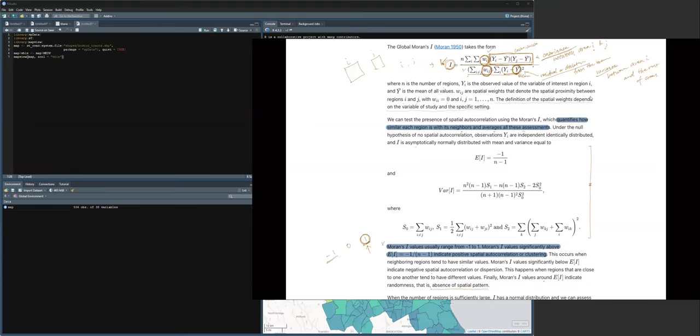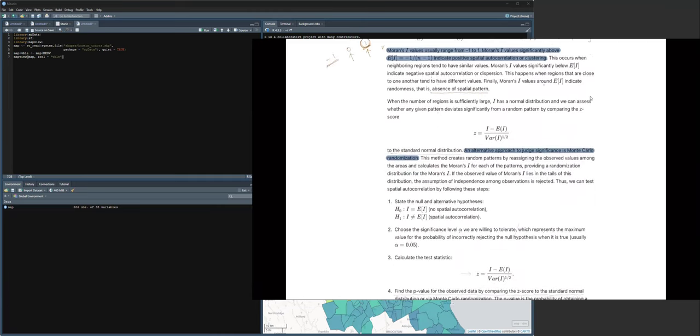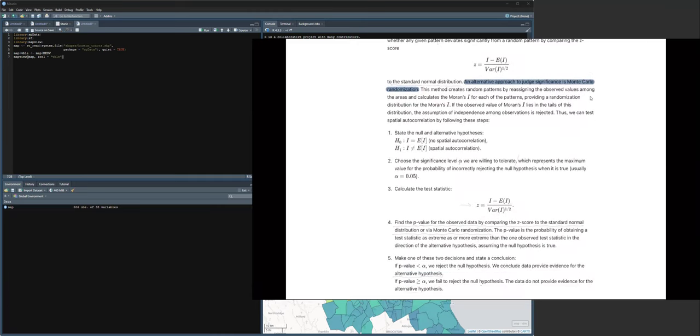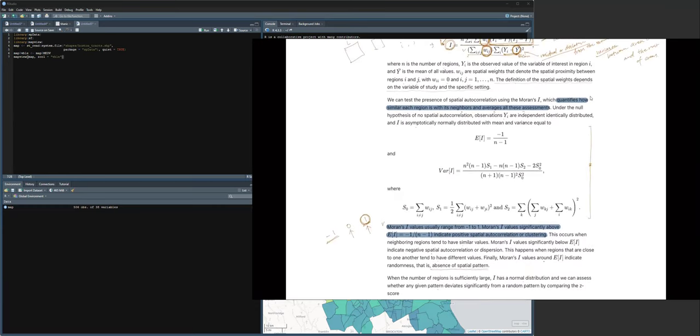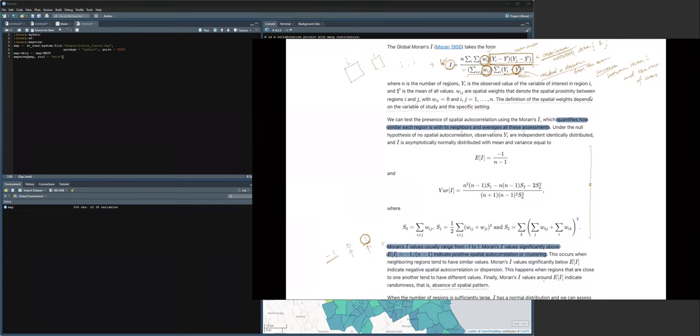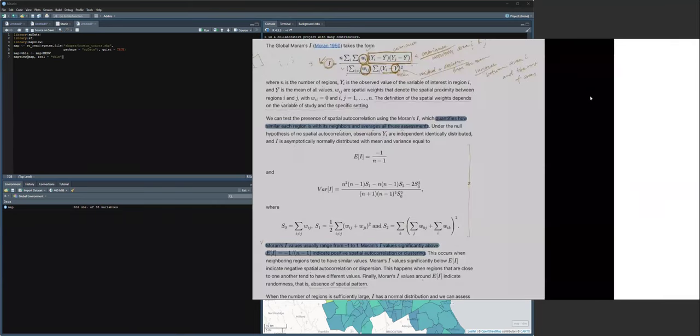Negative 1 means extremely negative spatial correlation, which means each neighbor has different values from one another. 0 represents no spatial correlation. So that's the kind of thing, and that's the basic idea of the global Moran's index.